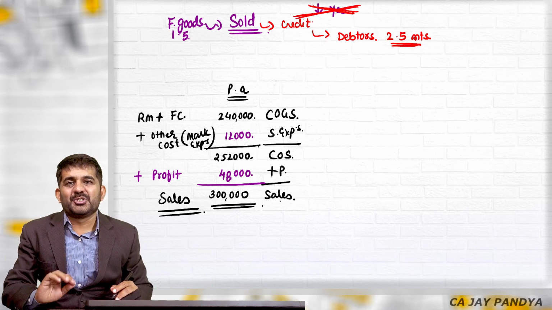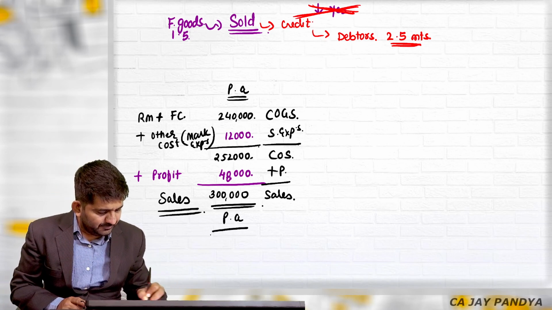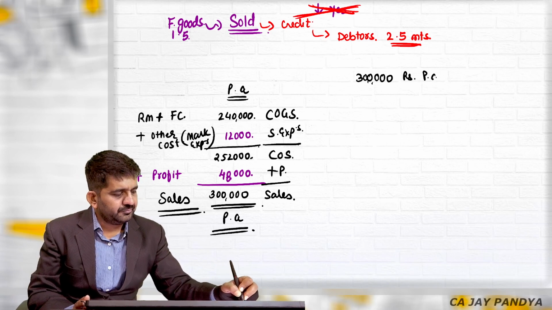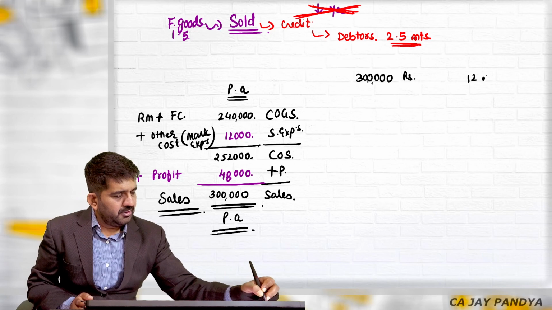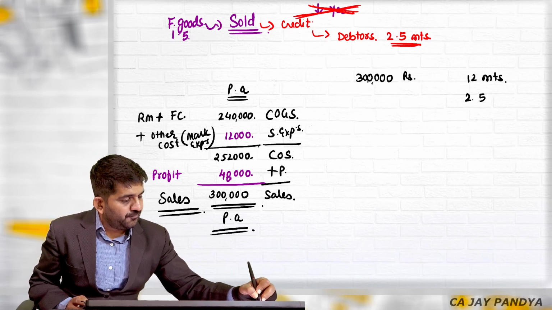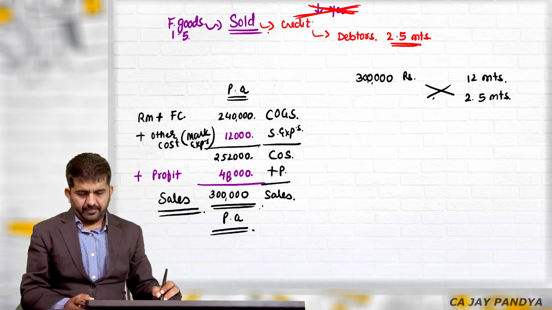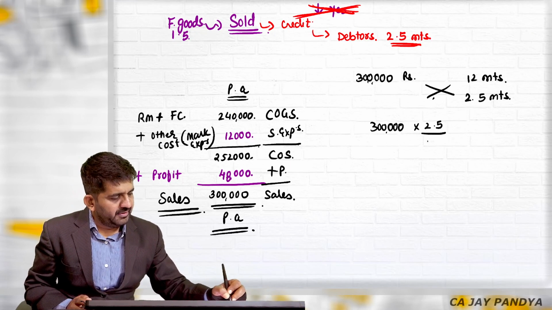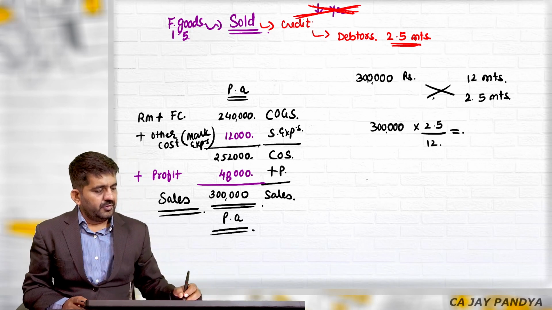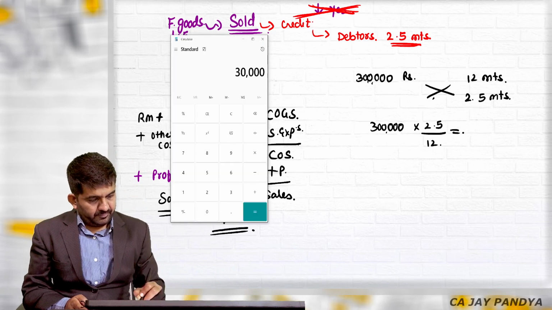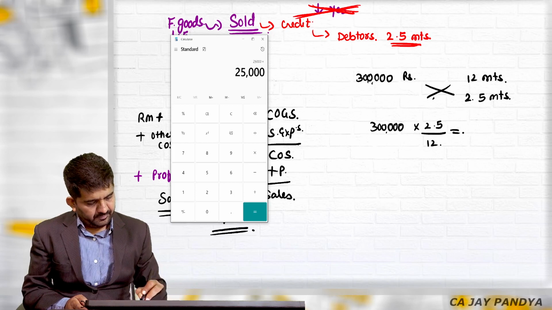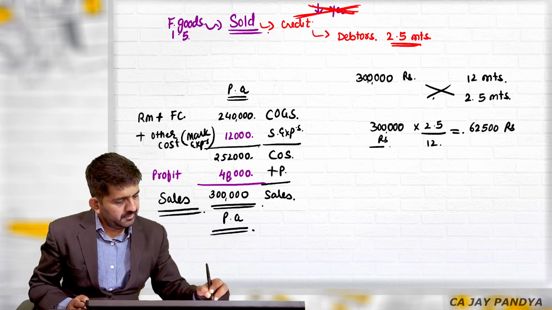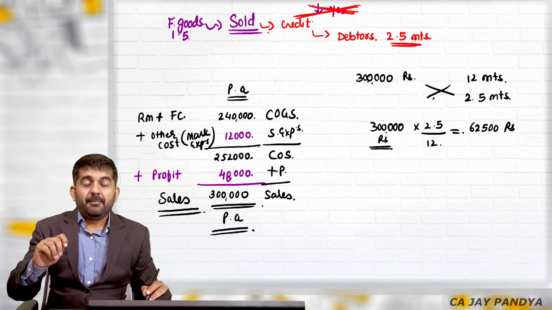But I have sold these goods on credit. This is per annum. Please understand, 3 lakhs rupees is per annum, for 12 months. What will be sales for 2.5 months? Which is 3 lakhs into 2.5 months divided by 12, which is 62,500 rupees. Please understand how this has come.